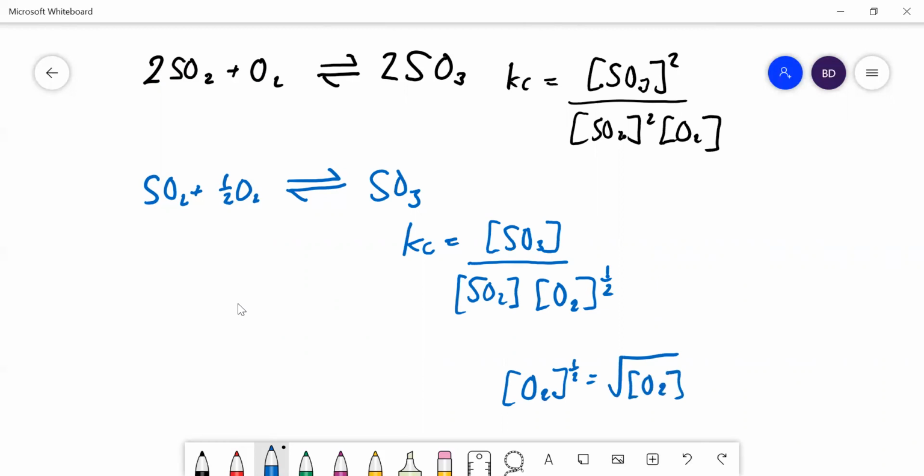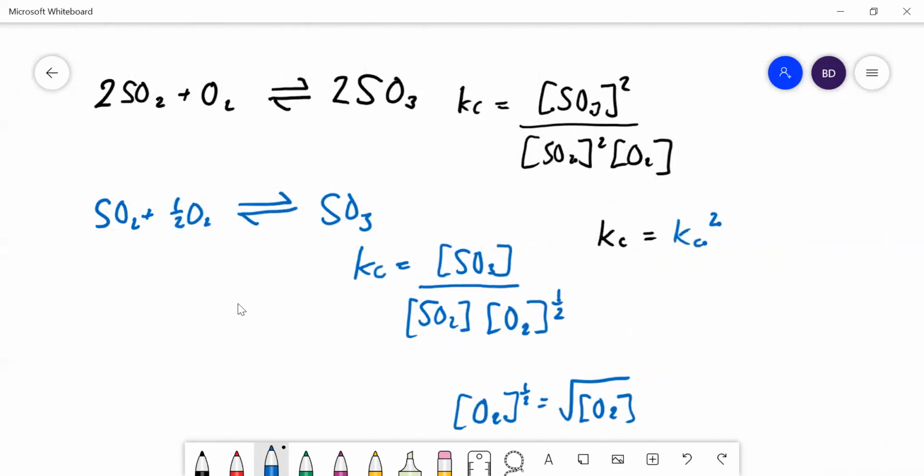So what's the relationship between this Kc and that Kc? Well, Kc is equal to the blue Kc squared. So if they give you a value for the blue Kc of 4, then the value of the green one would be 16. And the units are going to change as well.